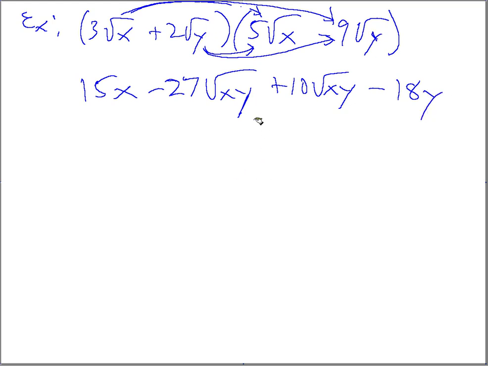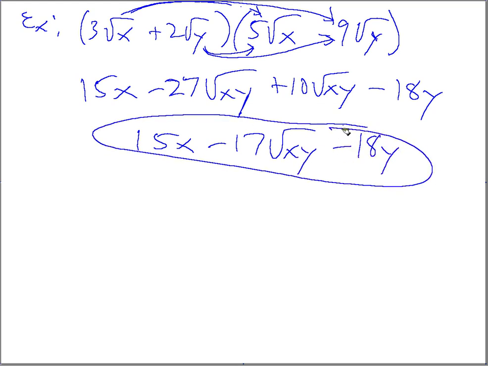Okay, so make sure we see that though. All right, these are like terms in the middle, so we combine them. So final answer is 15x minus what? 27, negative 27 plus 10, negative 17 square root of xy minus 18y. So distributing, we get these results. Let's try another one here.